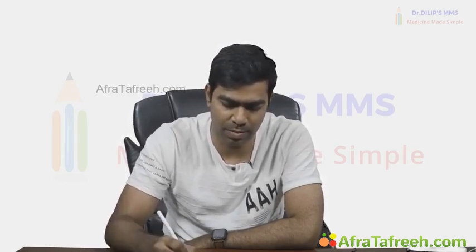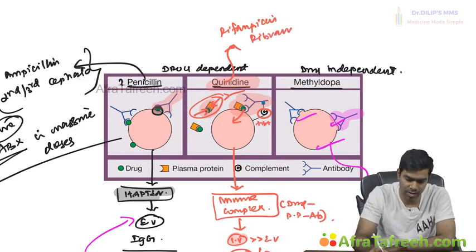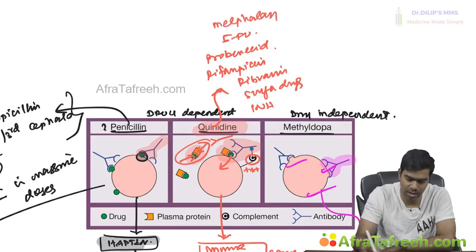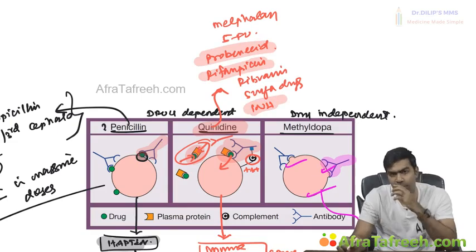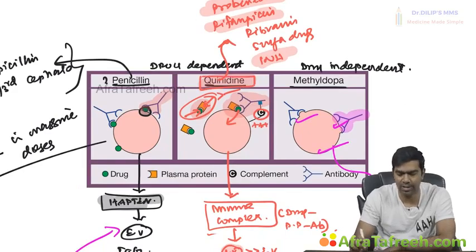Then about the immune complex mechanism, the classic example is quinidine. Apart from quinidine, there are other drugs that can cause a similar mechanism of hemolysis. One is rifampicin, second is ribavirin, sulfa drugs, INH, probenecid, 5-fluorouracil, and melphalan. All these are other examples, but very commonly asked in exams are probenecid, rifampicin, and INH. So these are the common drugs asked in this group. This is the immune complex model, but more important is quinidine. Quinidine is a classic example.